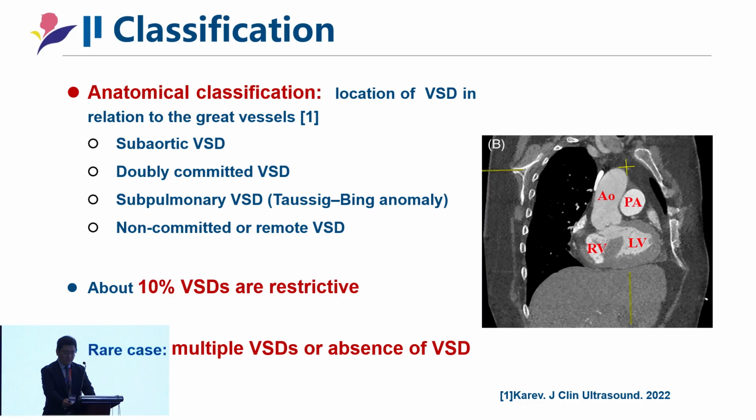DORV is a conotruncal defect, anatomically lying between VSD with aortic override and TGA with VSD. It's classified into 4 types based on VSD location related to the great arteries. Although usually large, 10% of the VSDs are restrictive. Rarely, they may be small, multiple, or absent.